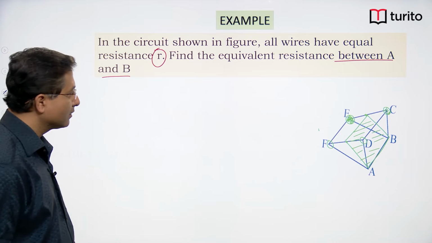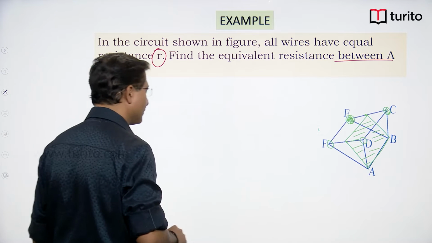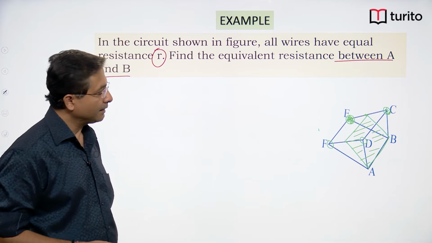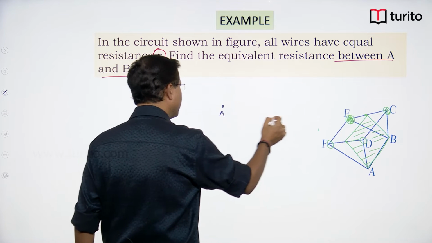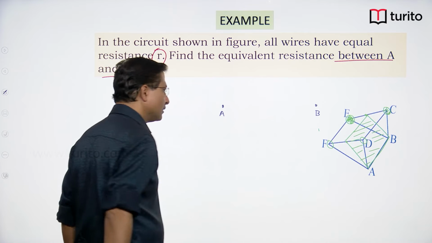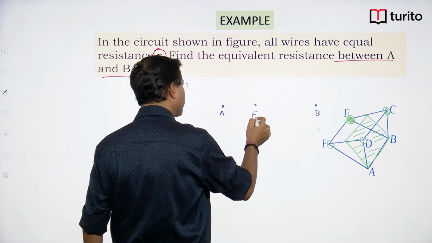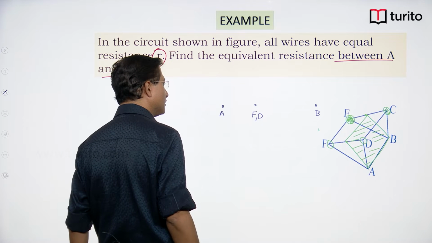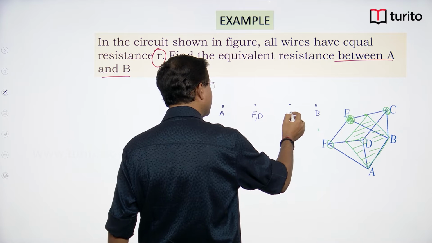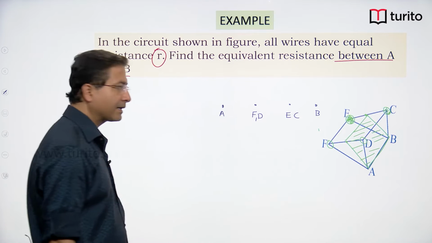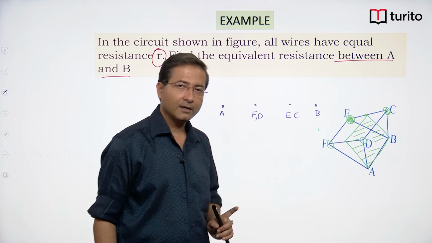Now I can draw the diagram in a simplified form. I need resistance between AB, A, B, and FD will be somewhere here, F comma D, and similarly EC. This way I can draw the diagram. I already told you the procedure. Now connect the resistors here and simplify, you will get the answer.